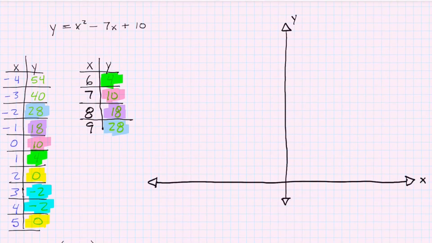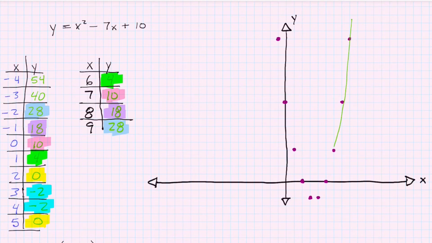And now we're going to graph this, and we're going to see what this shape looks like. So I'm just going to plot all these points. They're not going to fit. This is way too big. So I'm going to kind of go from 0, 10 is my first one. Then I'm going to plot 1, 4, 2, 0, 3, -2, 4, -2, 5, 0, 6, 4, and 7, 10. The 8, 18 and the -1, 18, those 2 points I think I can fit on my graph. If they don't fit on yours, just plot the points that fit. Don't do any kind of funny scaling to get things to fit.